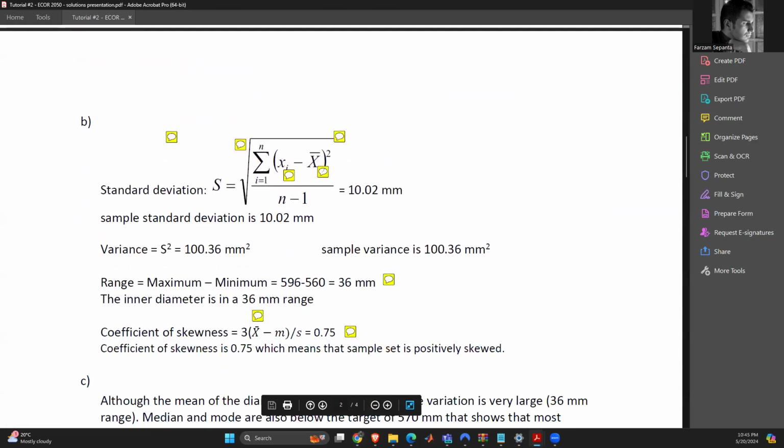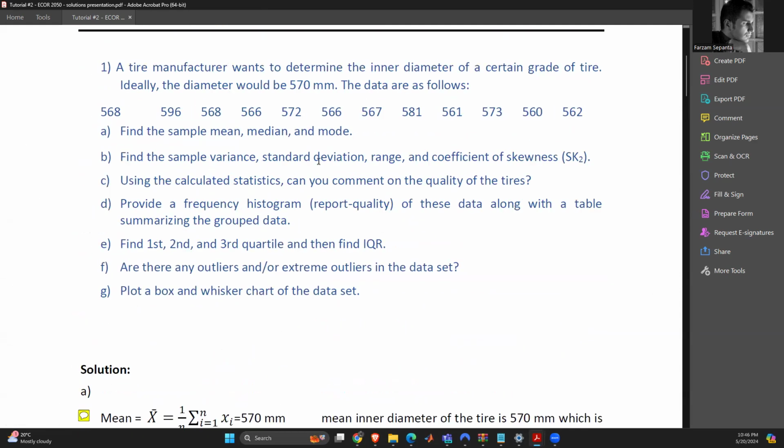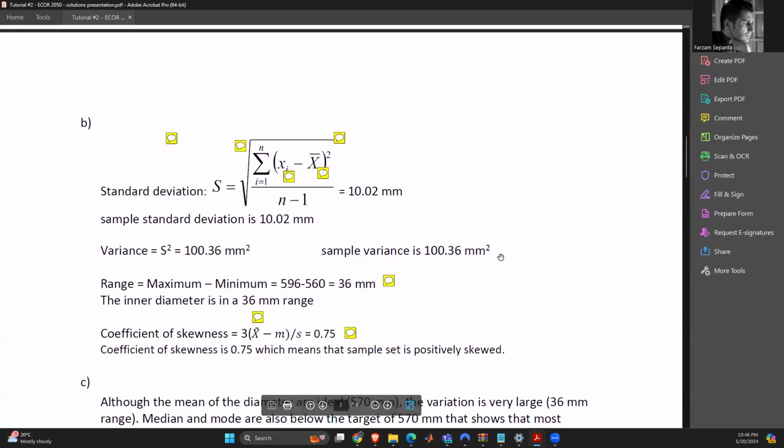The next part, we are going to cover part B. I can scroll back up, or you can quickly take a look at it yourself. Find the sample variance, the standard deviation, range, and coefficient of skewness, SK2. And if we come back down, here we go, we'll be starting the second part, or part B. So to continue, you have a standard deviation.